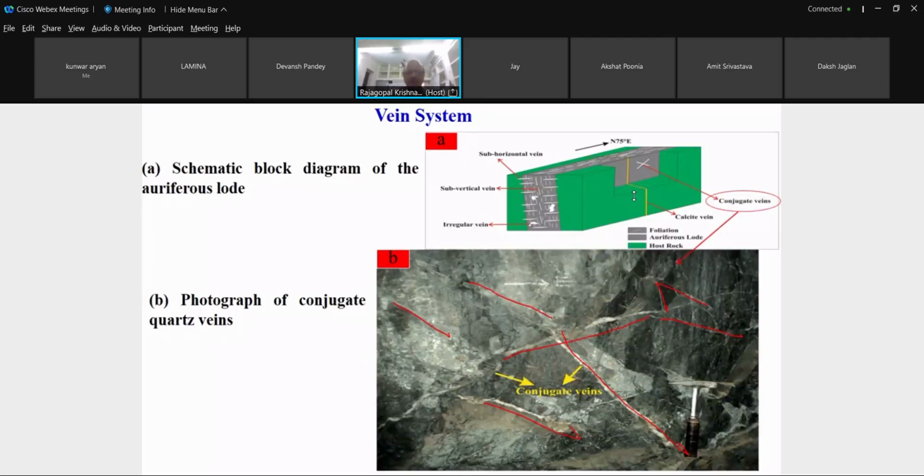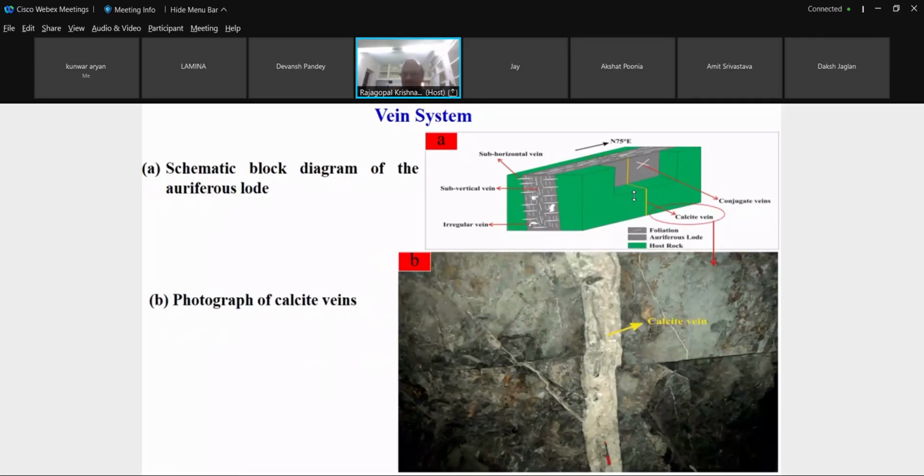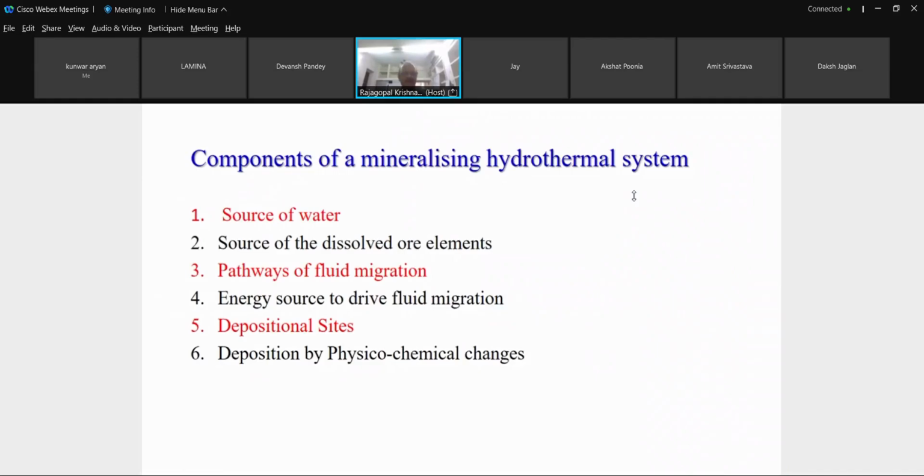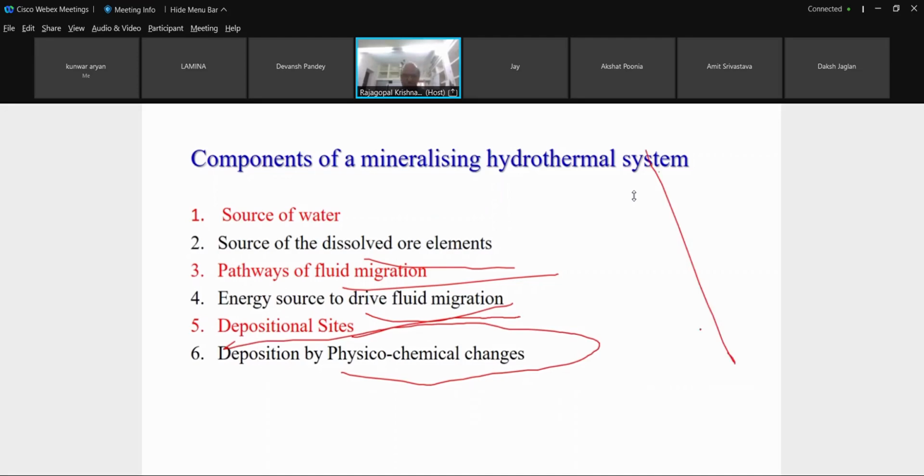This is a calcite vein once again. So you can have different types of veins. Just to show you. Okay, so where does this water come from? What is the source of these dissolved elements? What are the pathways? How is the energy given to drive these fluids? Where are the deposition sites? What are the changes that take place? So all these things you have to understand when you talk about hydrothermal systems.